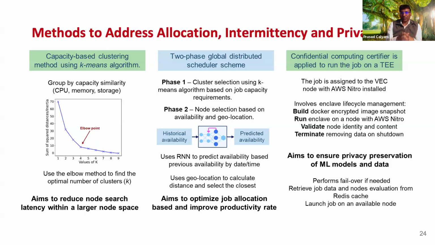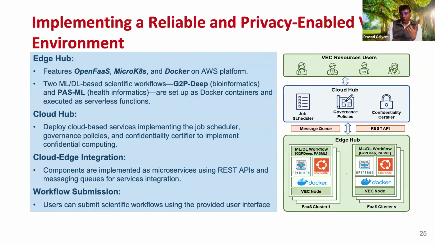And the second step is this scheduling scheme. That's a two-phase scheme: cluster selection using k-means, and then node selection based on the availability and the geolocation of these nodes. We use a recurrent neural network to predict the availability, and we use the geolocation because we want to reduce the latency and improve the productivity rate of the workflow execution. And then, last but not least, we are using a testbed to run the confidential computing paradigm on the workflow tasks and ensure that we can have privacy preservation as we run these models and data on these nodes.